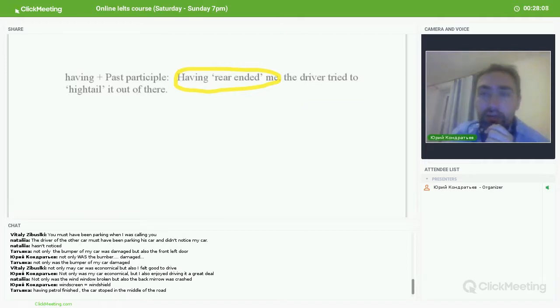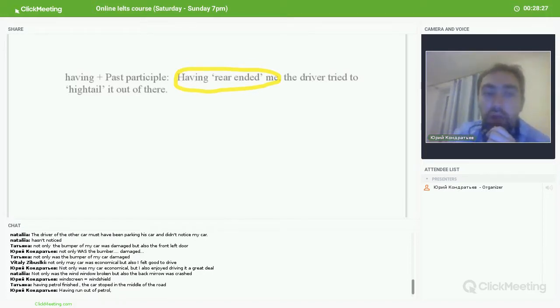Израсходовав бензин, машина остановилась. But you cannot say, well, it just doesn't make sense. But you can say, having run out of petrol. And then petrol is not a noun, it's not a subject here. The car stopped in the middle of the road. All right. But you should also mention whose car it was. Was it your car or the other driver's car? Well, now it's more or less an abstract sentence, but in the real letter you need to add it. Which car is that? Yours or the at-fault driver's?